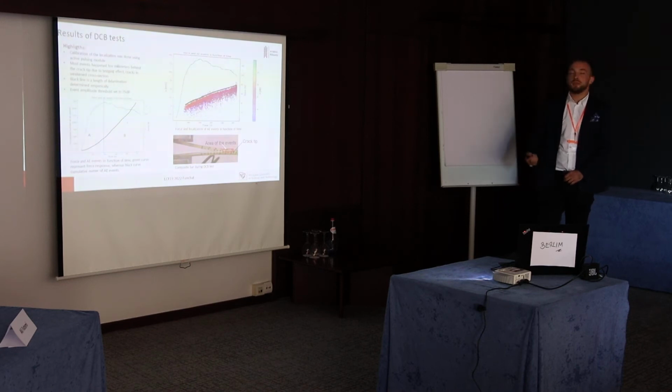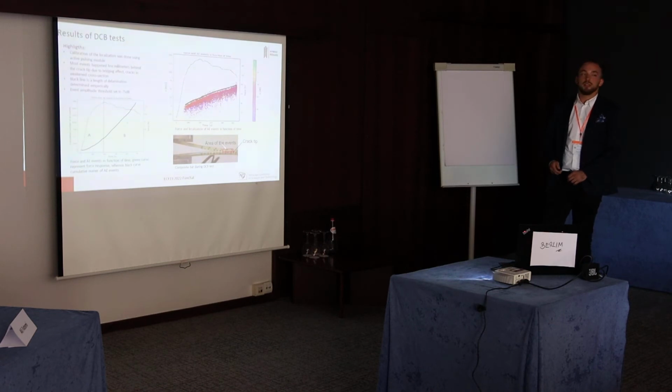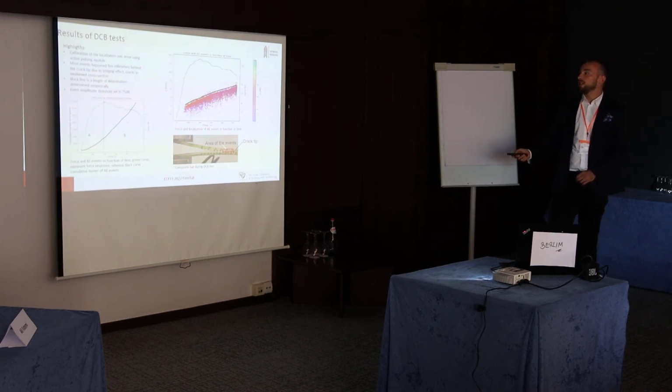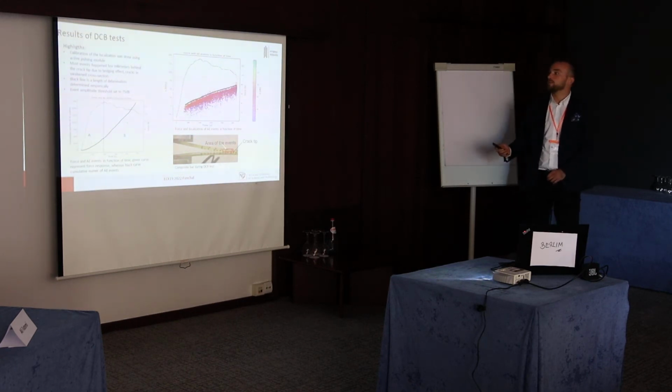In the DCB test, we try to localize our crack tip. Here are the events which we measured using the acoustic emission system. The threshold was set at 75 decibels, and as you can see, most of the events were measured behind the tip, which are probably cracks or broken fibers.